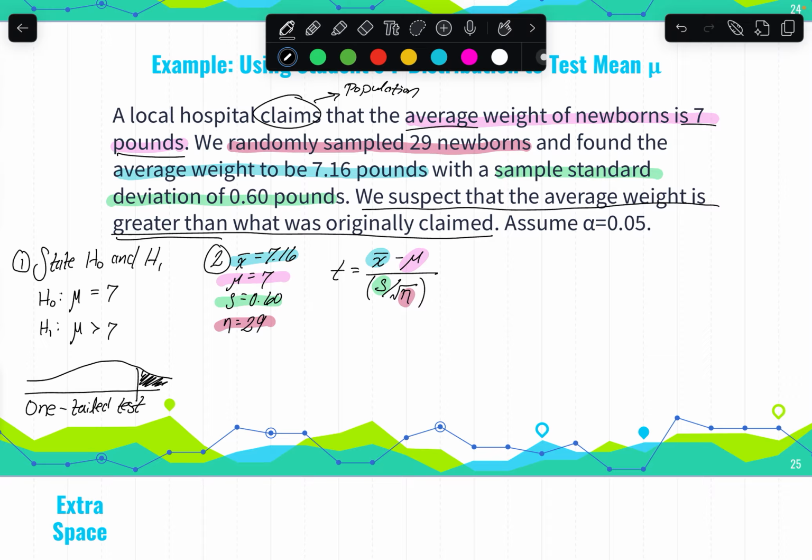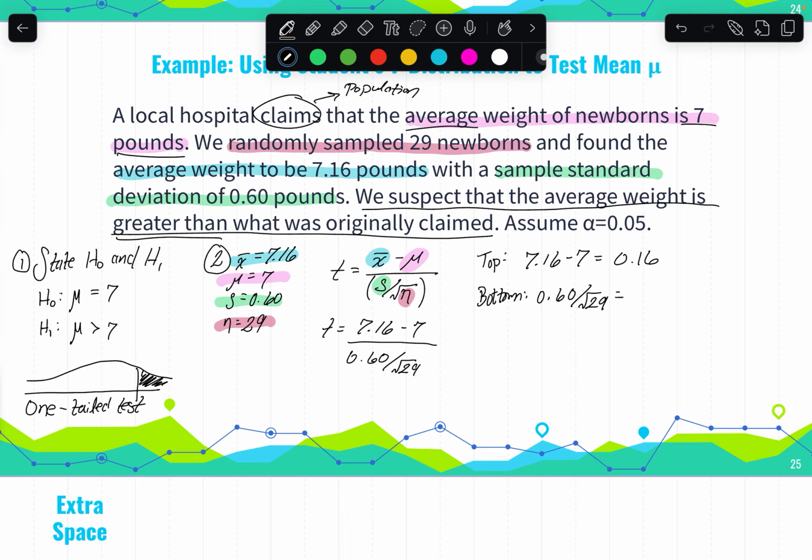Now that we have all the variables written out, we can use this equation and find our t-value. So t is equal to 7.16 minus 7, divided by 0.60 divided by the square root of 29. For these problems, I like to use a top-bottom approach and solve the numerator and then the denominator. 7.16 minus 7 is 0.16. And then the bottom is 0.60 divided by the square root of 29.